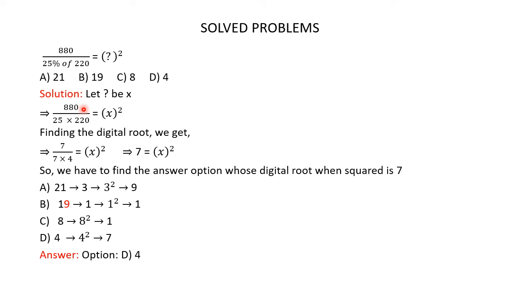Now find the digital root of the numerator and the digital root of the denominator separately in this fraction. So 8 plus 8 is 16 and 1 plus 6 is 7. So 7 is the digital root of the numerator. 2 plus 5 is 7 multiplied by 2 plus 2 is 4. 7 multiplied by 4 is 28 and 2 plus 8 is 10 and 1 plus 0 is 1. So the digital root of the denominator is 1. So now you have 7 is equal to x squared. This means you have to find the answer option whose digital root when squared is 7.